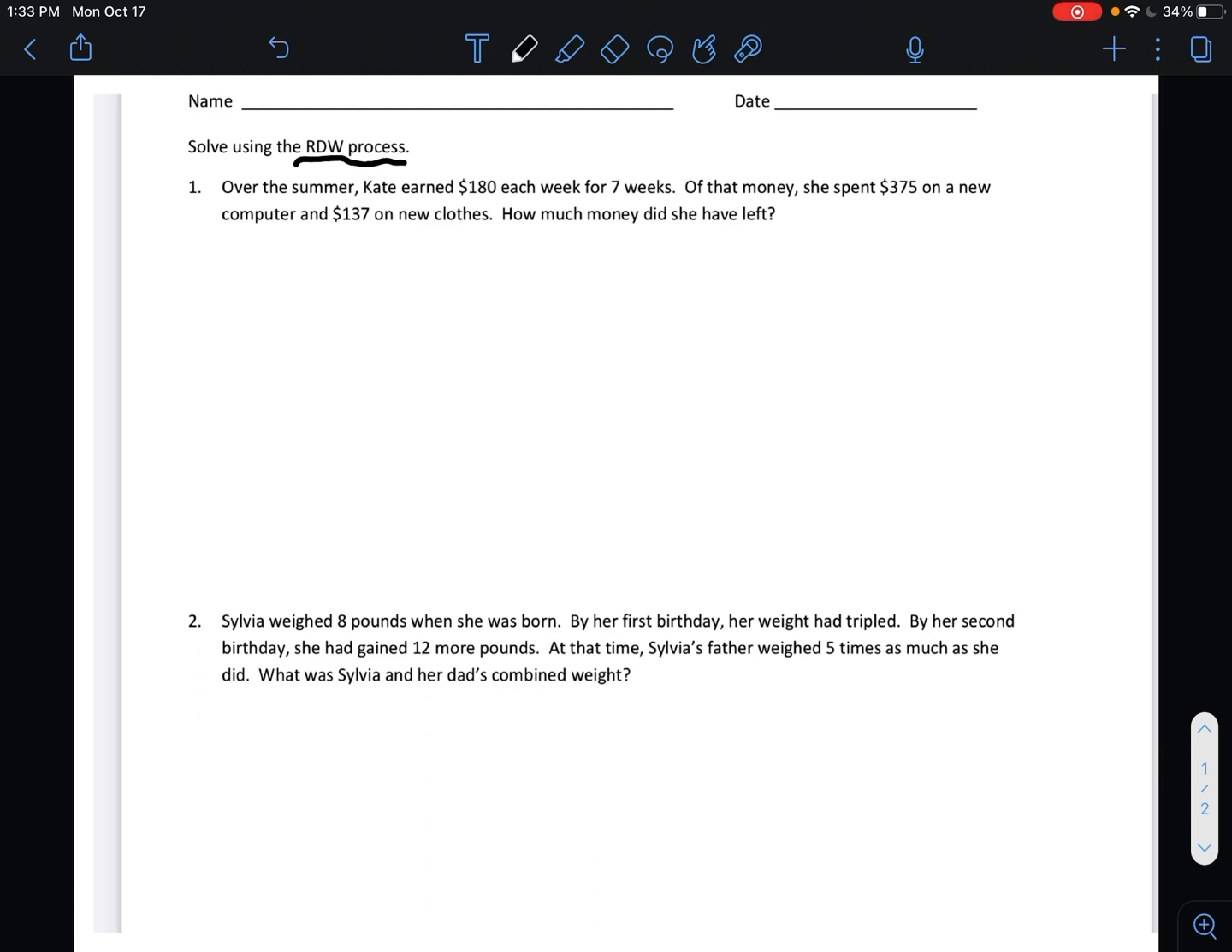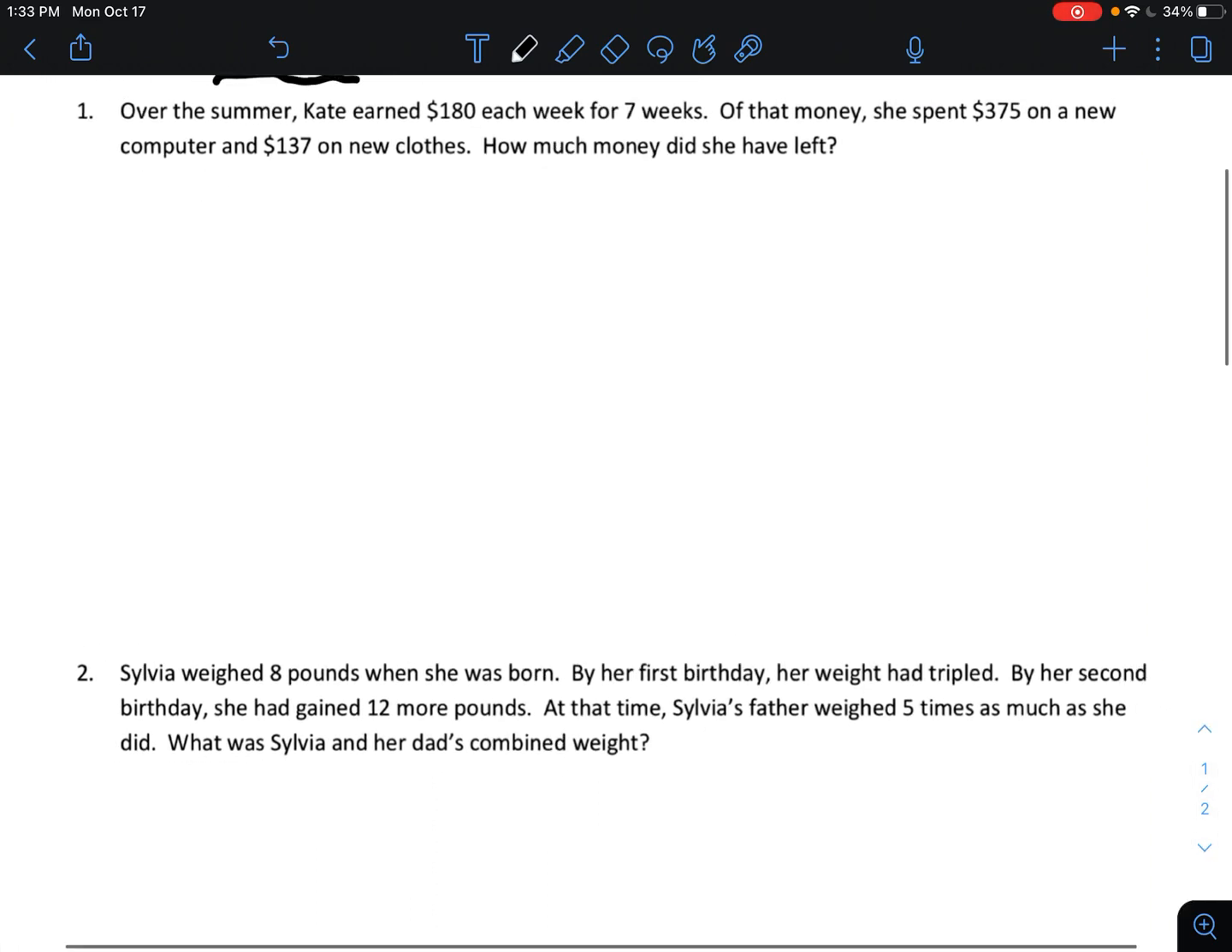So in this one, it says, number 1, over the summer, Kate earned $180. So I'm already going to stop. I'm going to put $180 each week for 7 weeks. So you can model this with a tape diagram, or if you know exactly the operation you're going to need to do with these numbers, then you can go ahead and write that down.